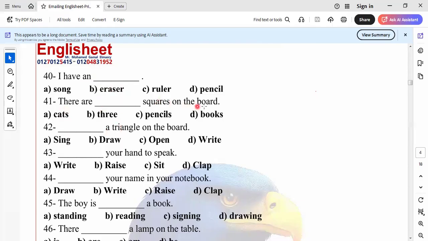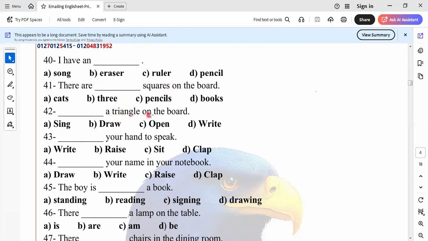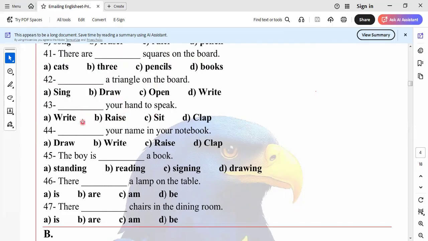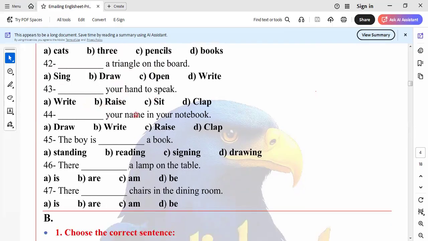There are three squares on the board. Why? Because more than one, we add S. If we have one square, we can't add S. Draw a triangle on the board. Raise your hand. Write your name in your book.